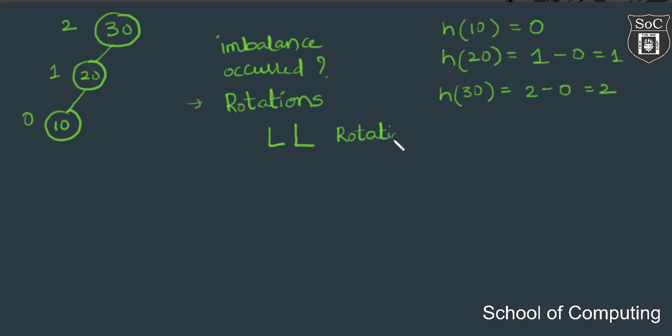So when there is an LL rotation, what type of rotation does it come under? We have seen rotations are of two types, single and double. LL and RR come under single rotation. So LL comes under single rotation. So what will we do in LL rotation? What do you mean by LL rotation?